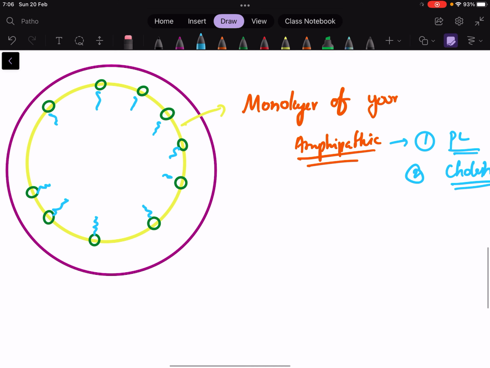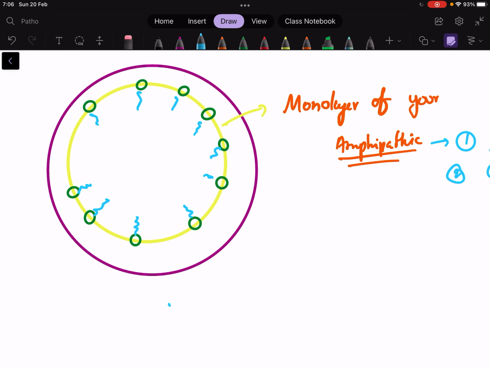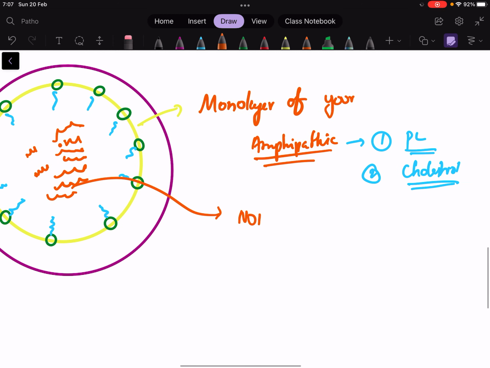Because suppose there is water here, imagine there is water here, so this head is the hydrophilic end, hence the layer is arranged in such a manner that the water is exposed to the hydrophilic end, right? And the non-polar lipids, they are hydrophobic lipids, hence they are present innermost. There is a layer of hydrophobic lipids innermost, or the core. Inside the core, these are your non-polar lipids.